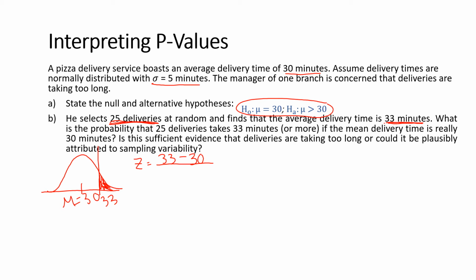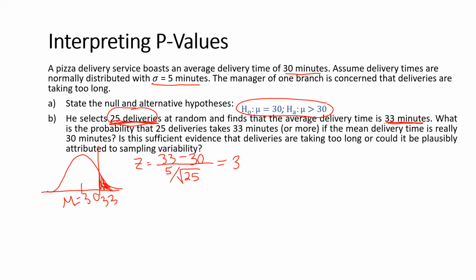Divided by the standard deviation. Just remember that here, because we have a sample size of 25, my standard deviation, or in this case standard error, is going to be 5 divided by the square root of 25. So when I calculate this thing out, I get a z-score of 3.